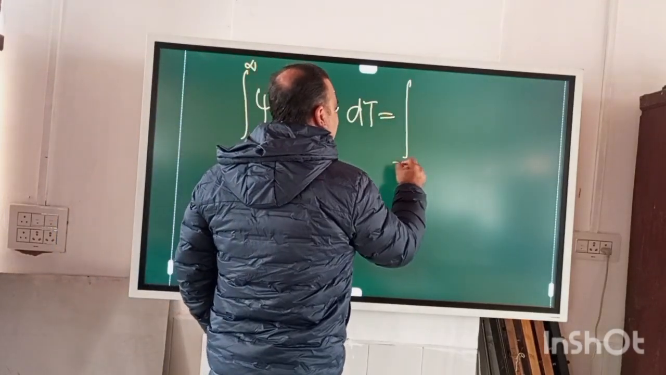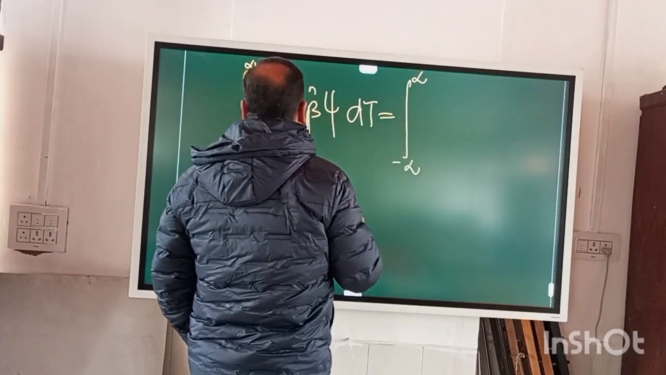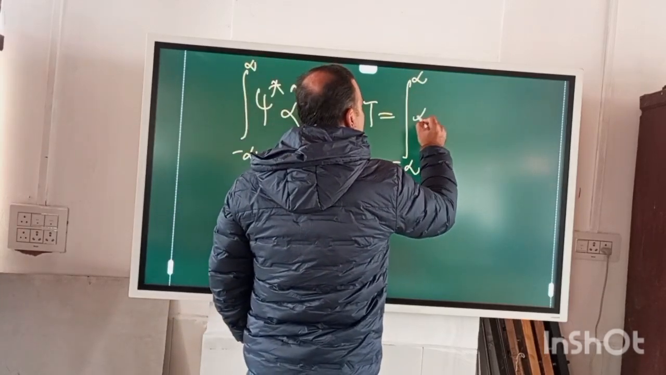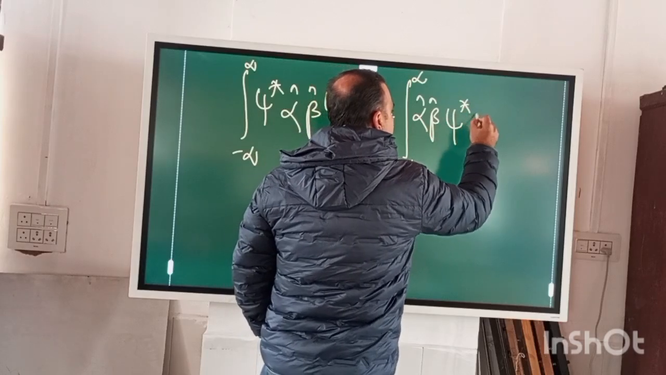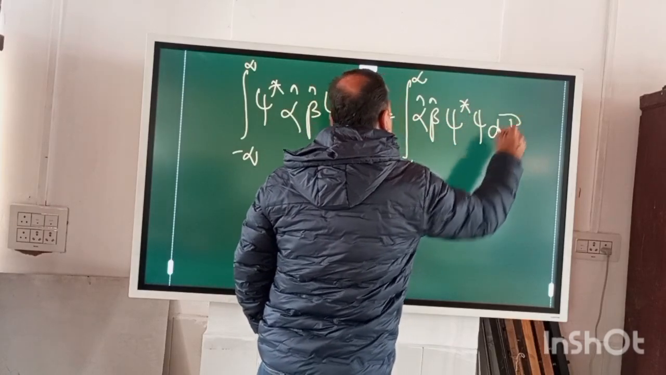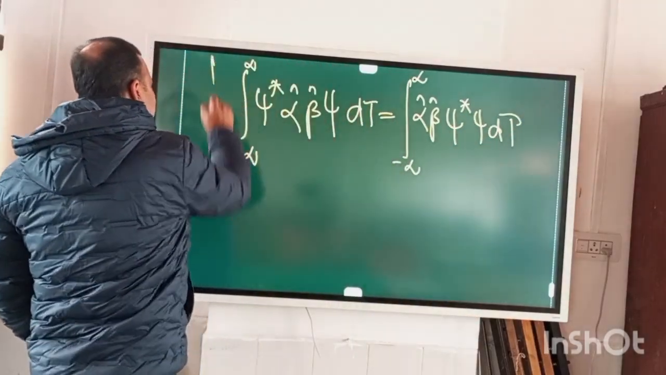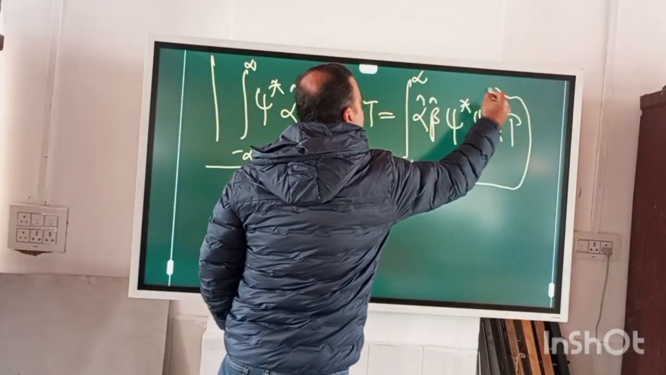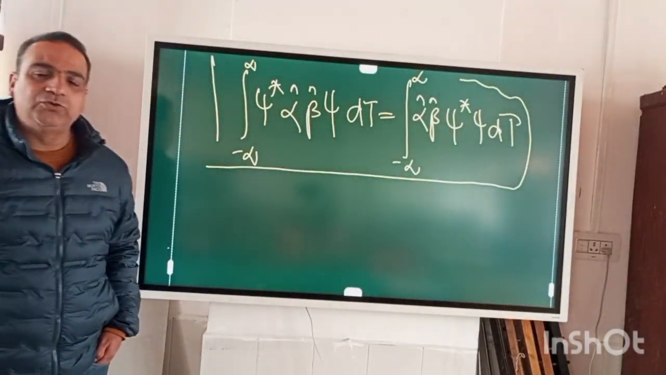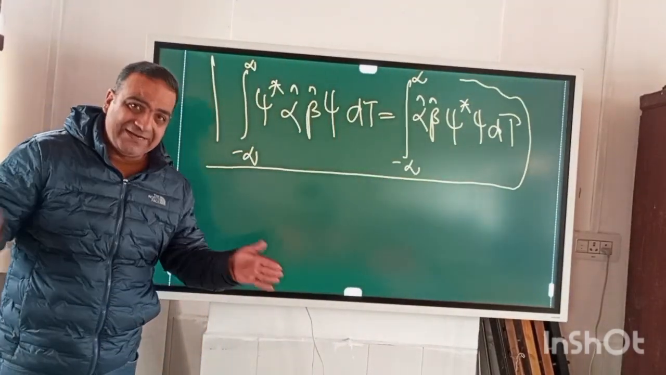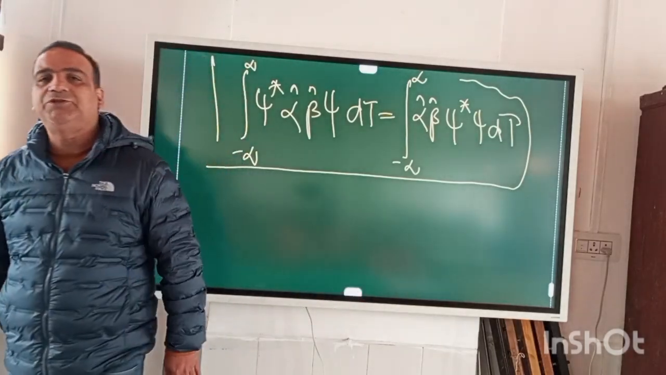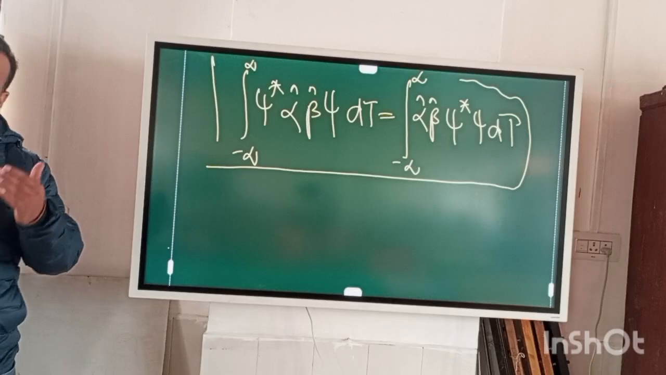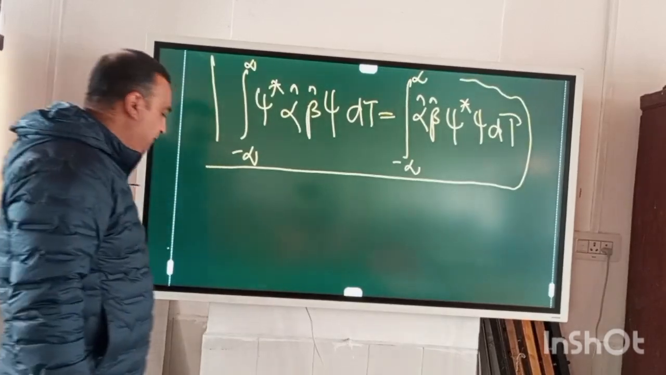This is equal to the integral from minus infinity to infinity of alpha cap beta cap, psi star, psi, and d tau. So this equation proves mathematically that these two operators, which are independently Hermitian operators, if you take the product of these two Hermitian operators, their product is also a Hermitian operator.